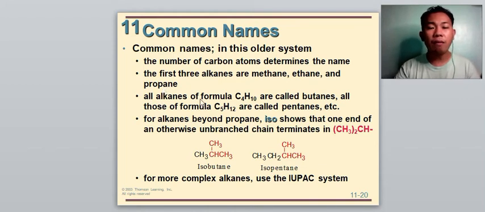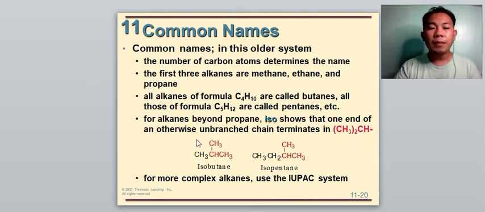So, all alkanes of formula C4H10 are called butanes. All those of formula C5H12 are called pentanes. For alkanes beyond propane, iso shows that one end of an otherwise unbranched chain terminates in (CH3)2CH. This formula gives us an idea that the subscript here means we have 2 CH3. Okay? For more complex alkanes, we use the IUPAC system already.